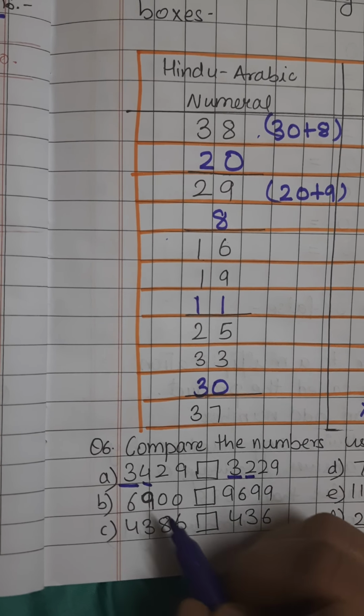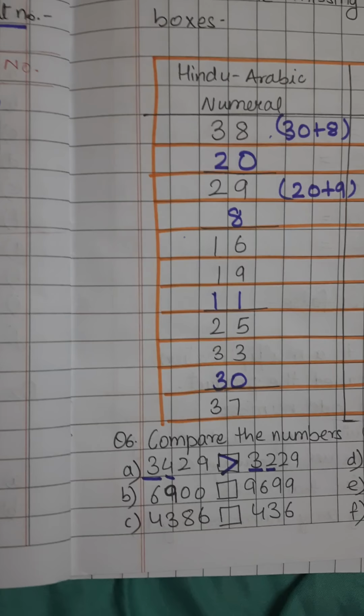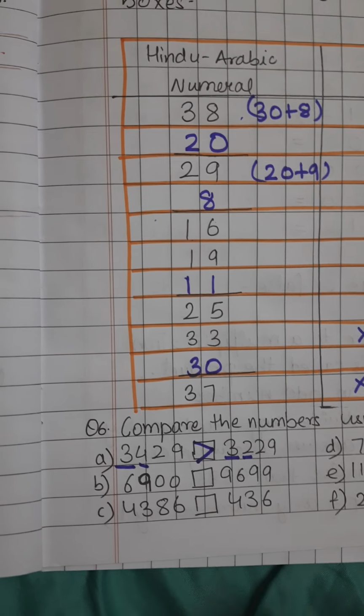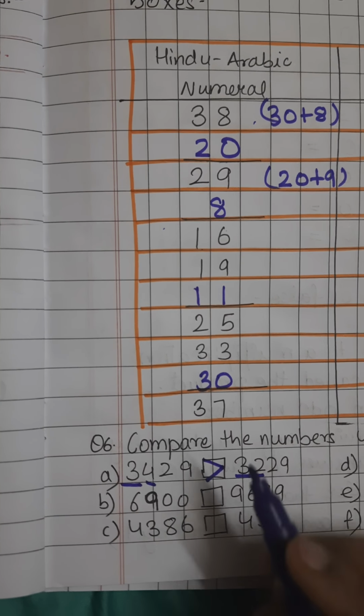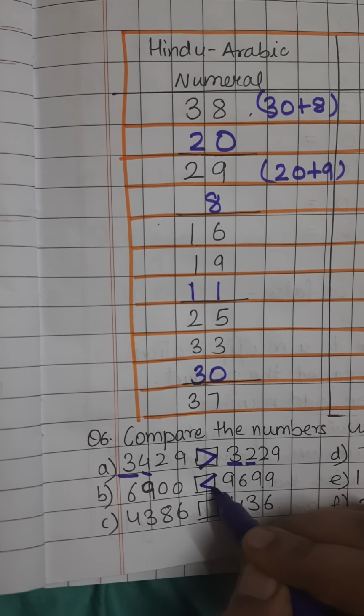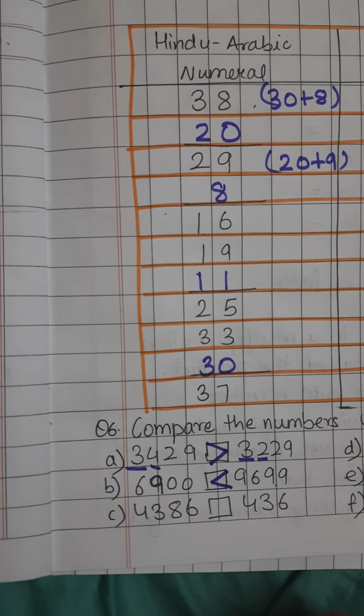It is 4 and it is 2. So which is greater? 4. So we will put the greater than sign. It is greater than this number. Alright. Then next, both the numbers are 4-digit numbers, 6 and 9. So this is greater. This is less than this. This is the sign that reads like this.